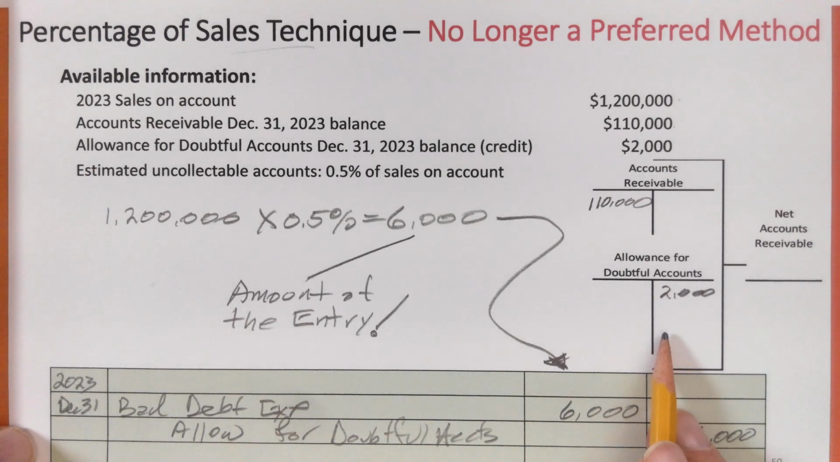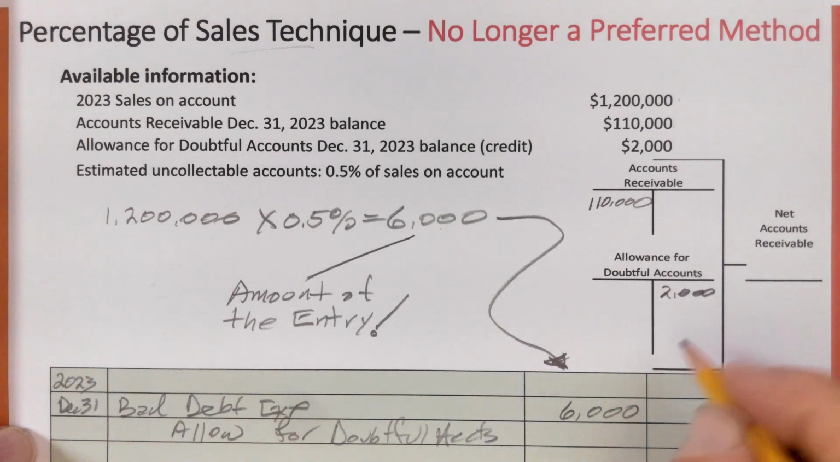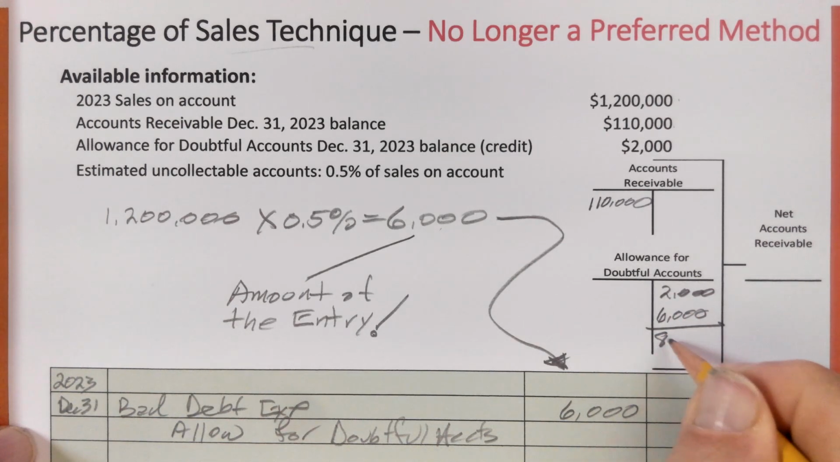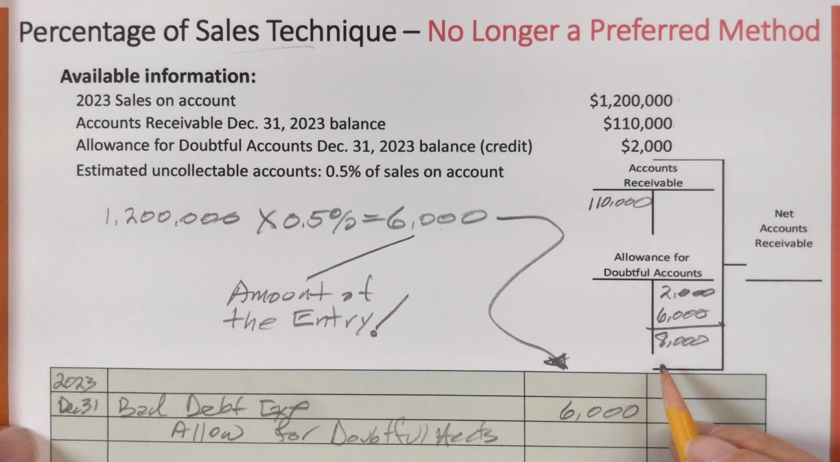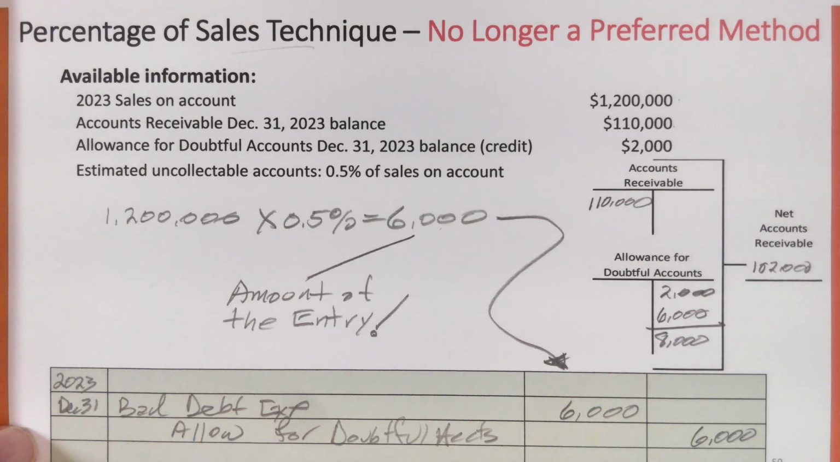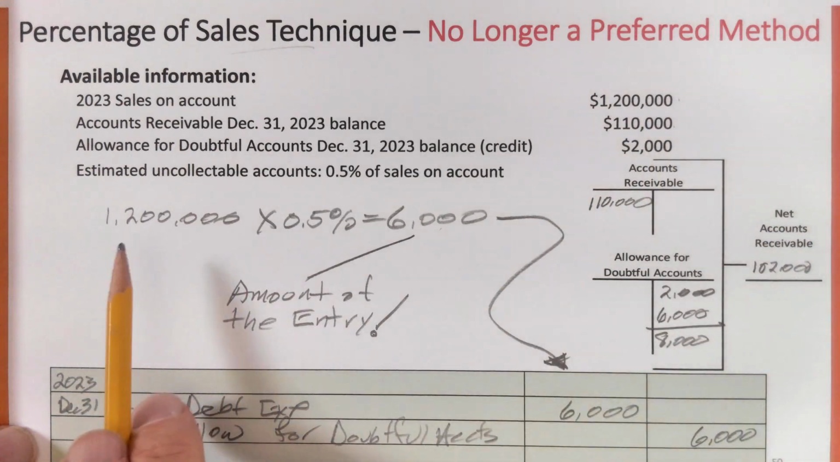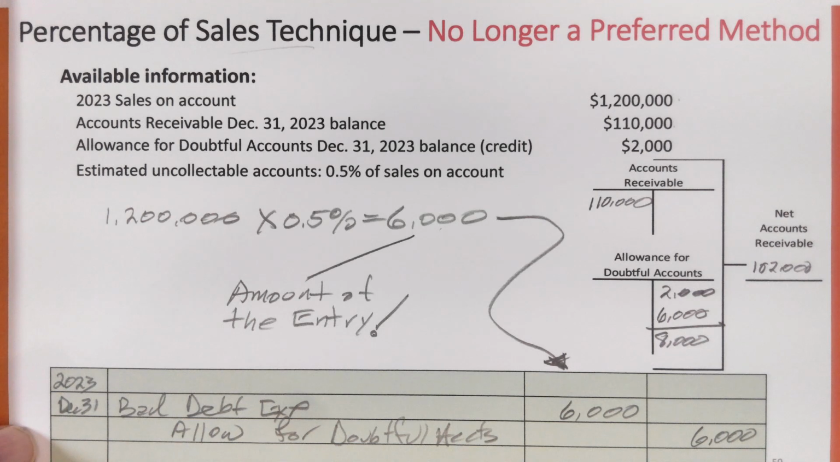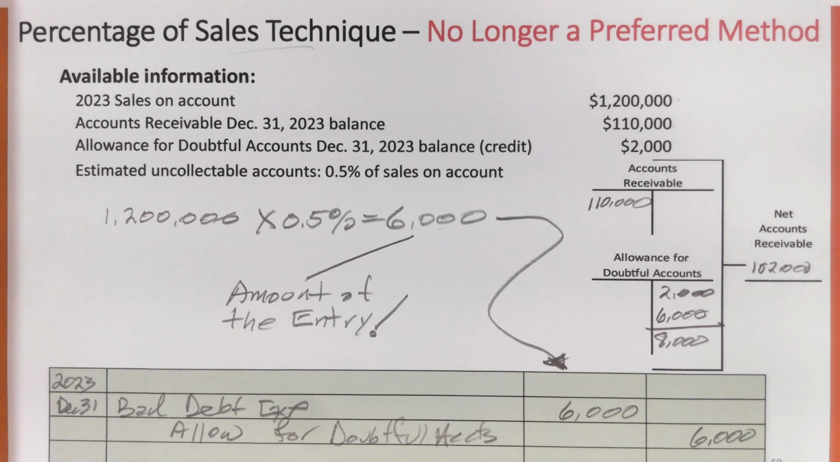Not the ending balance. So what we can do then is go ahead and put that entry in here, $6,000. That gives us an ending balance of $8,000, and therefore the amount that we're going to show on our balance sheet in this situation would be $102,000, which is the $110,000 minus $8,000. So I would say this is an easier technique because you just take the sales times the percentage. It gives you your entry, and you're pretty much done. Fewer complications than the percentage of accounts receivable technique.